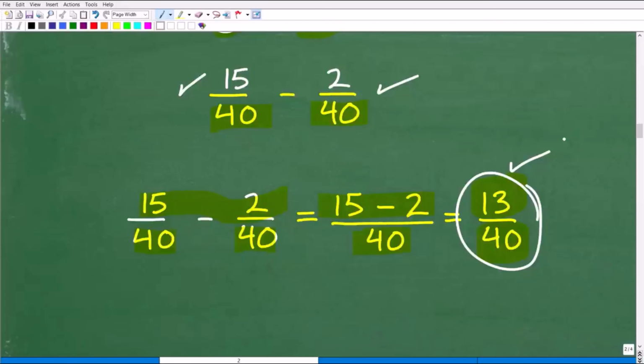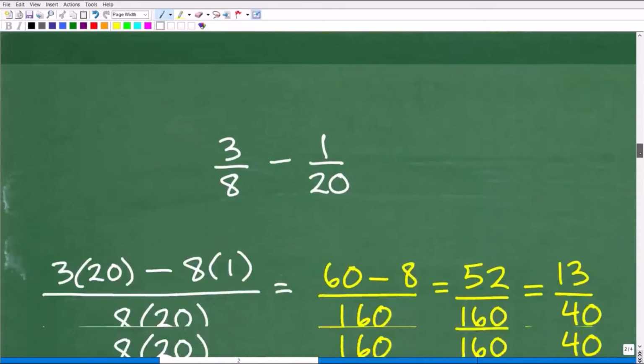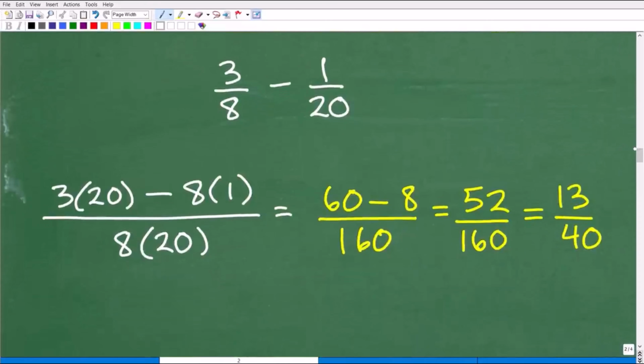Now remember, this is probably the way that most of you learned how to do fractions, and you need to understand this for sure. But there is a nice little shortcut, and I'm going to show you this right now. And I call this the bow tie method, just like a bow tie you may wear.